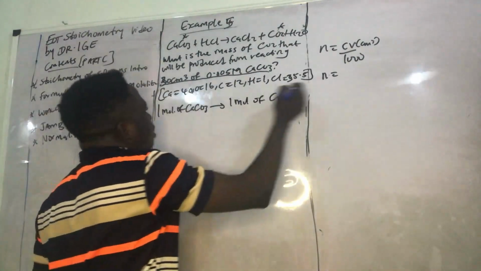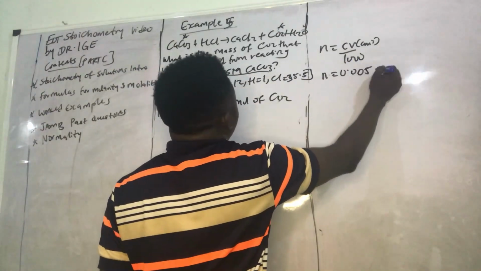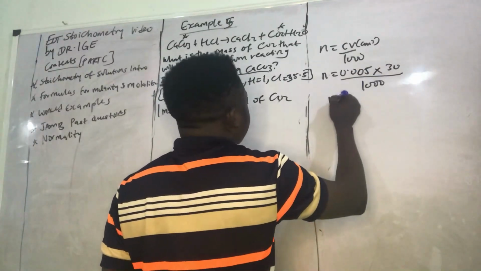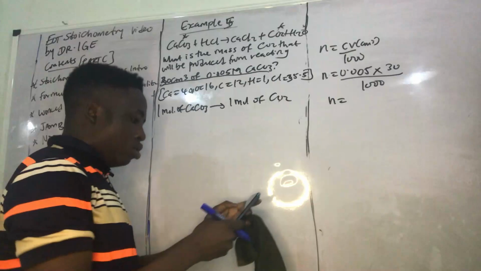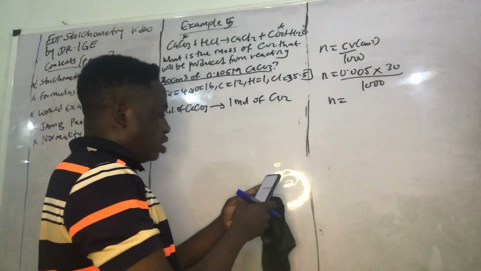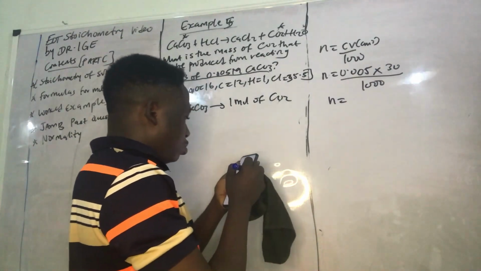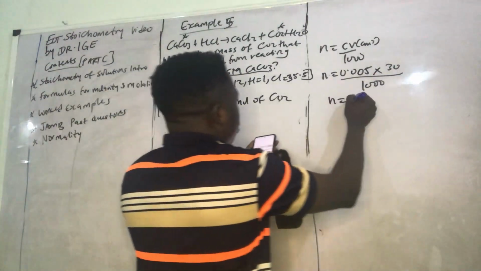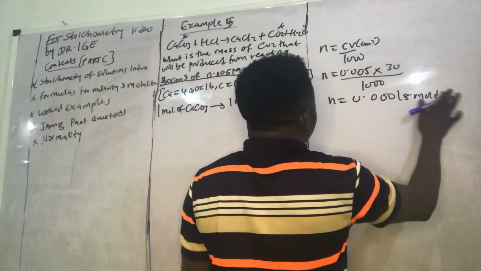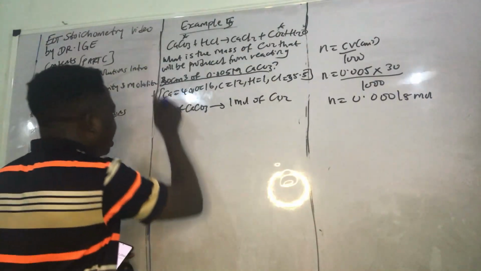You get. What is C? Look at it: 0.005. What is V? 30 over 1000. n is now equal to what? n is now equal to 0.005 times 30 divided by 1000. That's 1, 2, 3, 4. So this is the number of moles of this one that reacted.